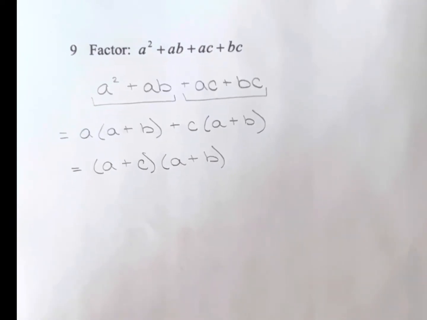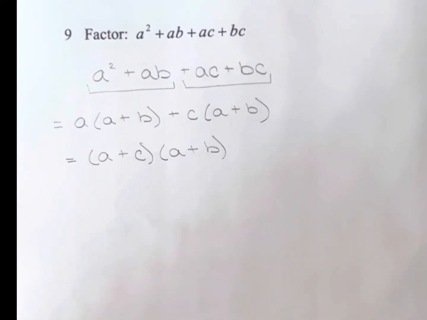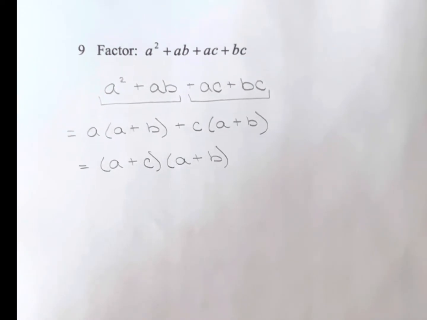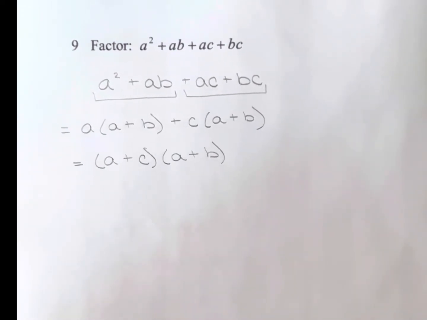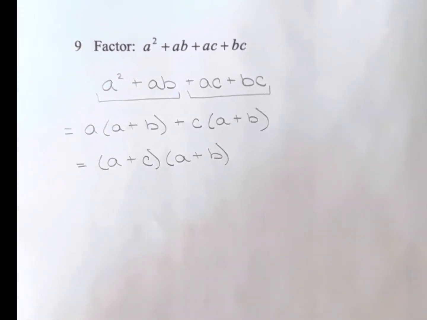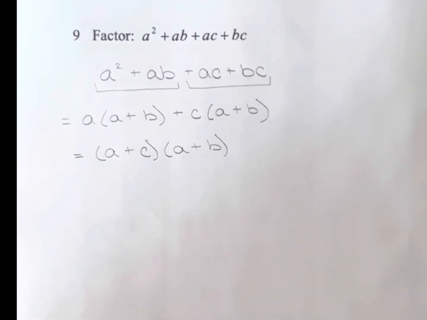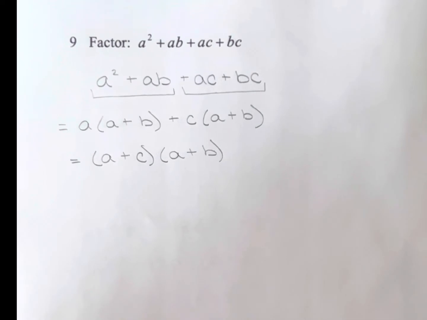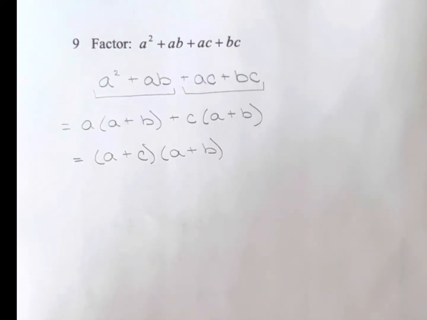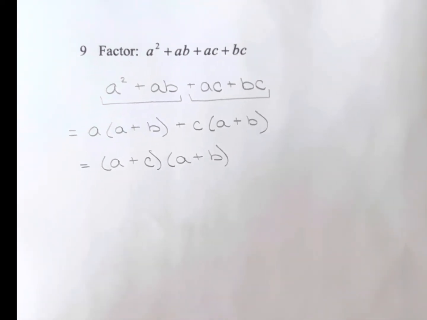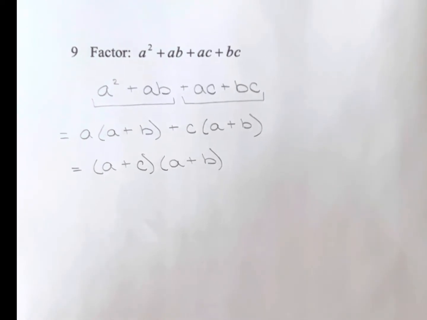For this question, although it's all variables and there aren't any numbers, this one nicely shows the steps you'll take to factor by grouping. As we can see, we need to factor a squared plus ab plus ac plus bc. So we can first break them up into two groups.